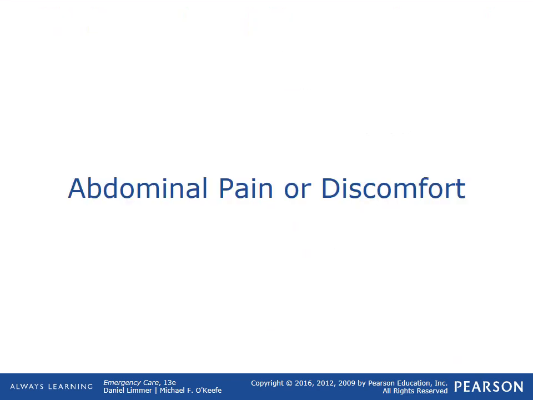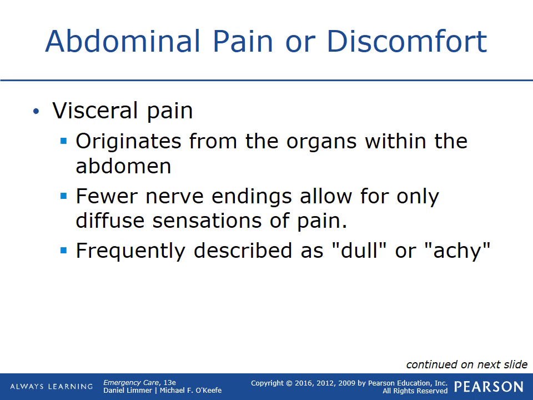Abdominal pain or discomfort. Be careful and look at page 605 and know the differences in the different types of abdominal pain. A lot of times there are test questions on these. First of all, there's visceral pain. Remember, the visceral peritoneum is the lining that lines each of the organs. So visceral pain is pain that originates from the organs within the abdomen.